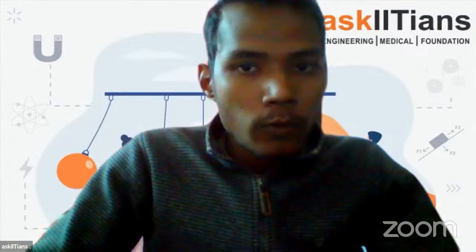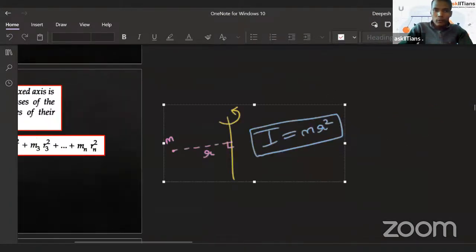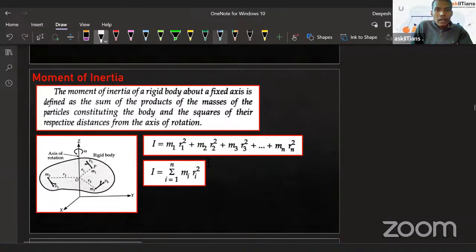Today we will start off with a concept known as moment of inertia. Now, understanding moment of inertia is actually very easy. If you go on to the derivation, definition. So the definition will actually say that moment of inertia is simply the product of mass and square of their respective distance. What does that mean?